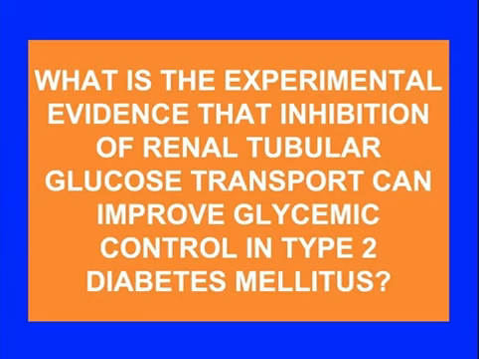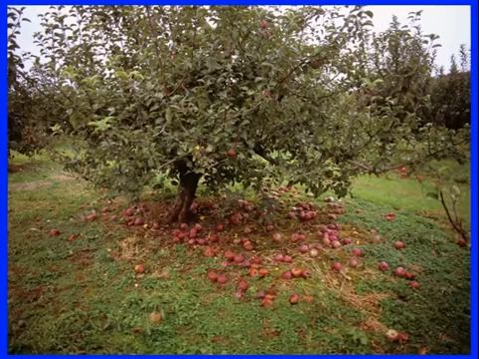Now, what is the experimental evidence that if we block renal glucose reabsorption, we really can improve glycemic control? Many years ago, and I knew this from my nephrology days, there was a drug called phlorizin that blocked glucose transport in the kidney.